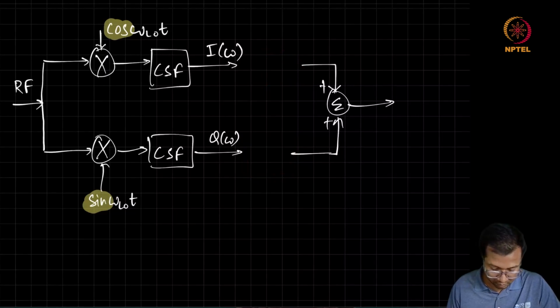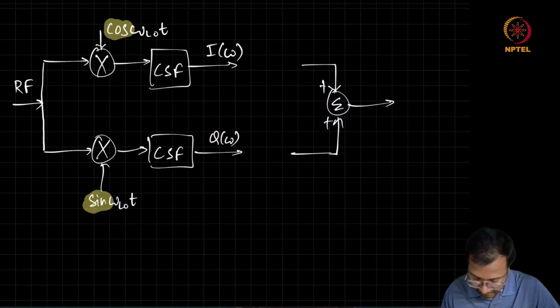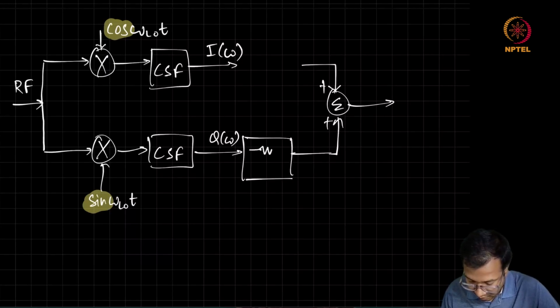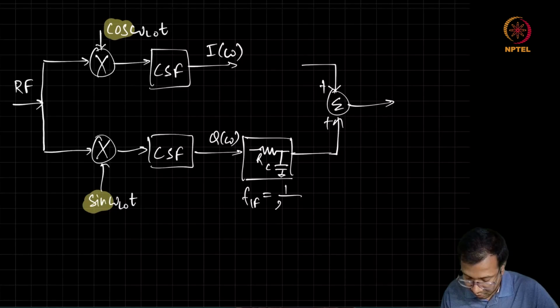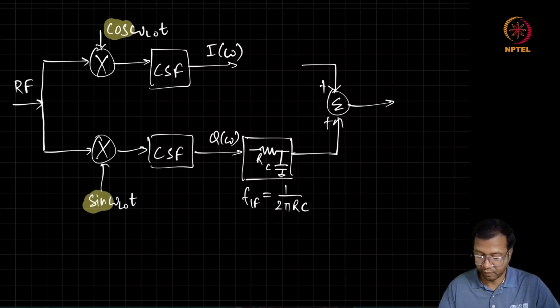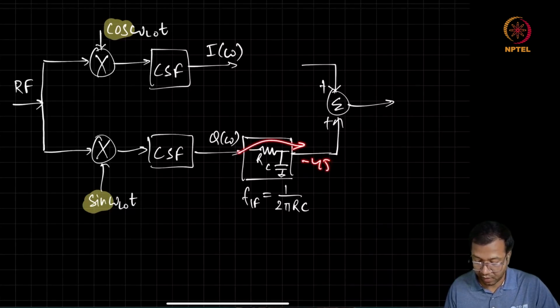So it's done by adding an RC filter, which is such that this F_IF is equal to 1 by 2 pi RC. At this frequency, such a filter is going to give a phase shift of minus 45 degrees here.